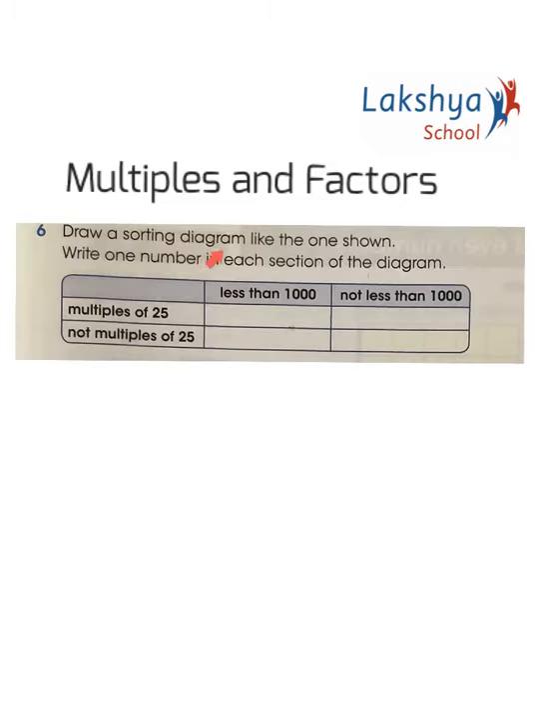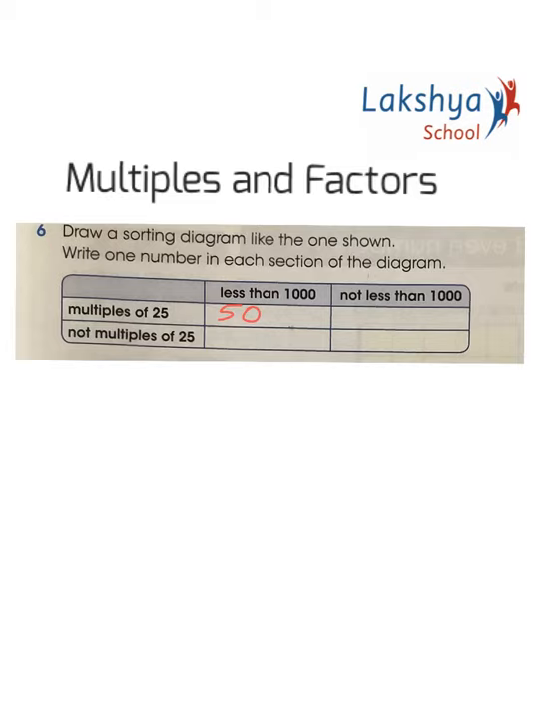Draw a sorting diagram like this one shown. Write one number in each section of the diagram. Multiples of 25 less than 1000. So we can write any multiples of 25 which are less than 1000. It could be 50 or any number of your choice.